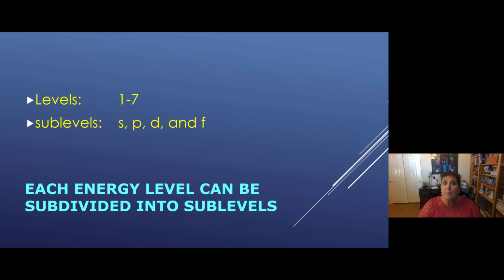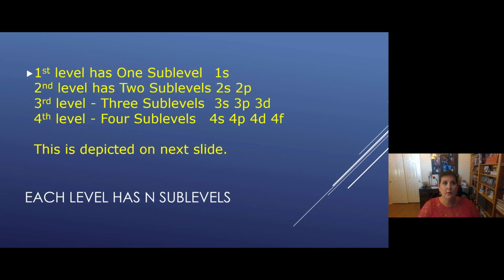Now the levels can be broken down into sublevels. They are given letter designations, S, P, D, and F. There's 4 of them, S, P, D, and F. The first level is little, right? It's the closest to the nucleus. So it only has one sublevel. It's an S. So we call it the 1S because it's the first level's S. So level 1 has one sublevel, an S.